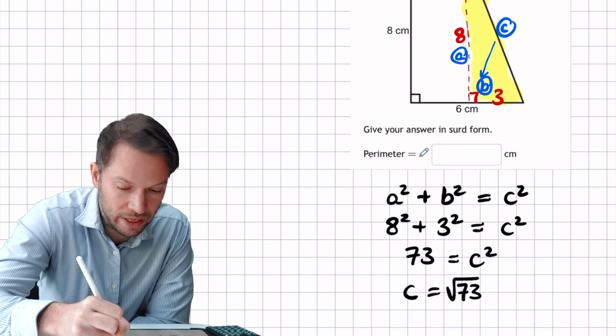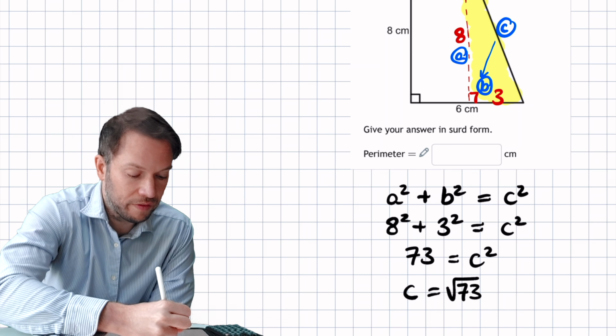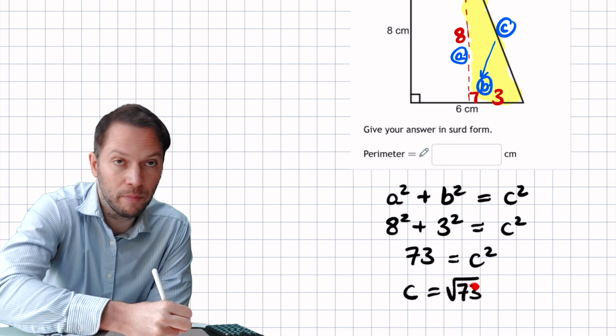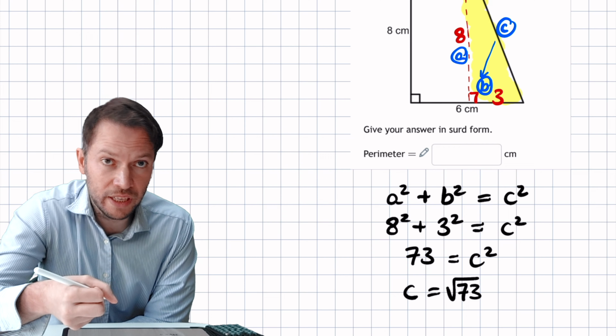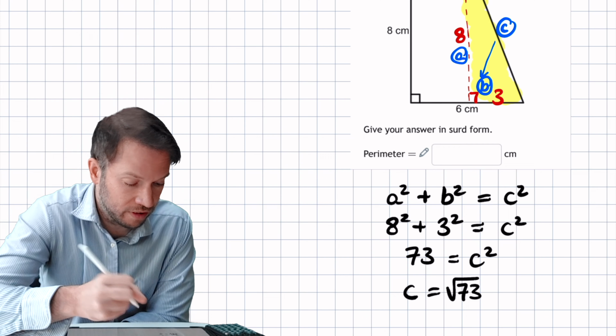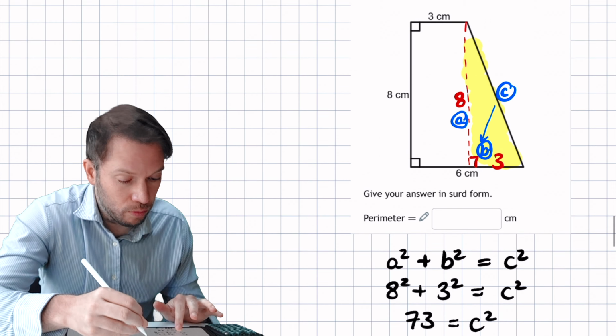And what you'd usually do is try to simplify this surd. So we find any square numbers which are factors of that to simplify it. But 73 is a prime number, so it doesn't have any square factors other than 1. So we can't simplify that. So now we can find the perimeter.